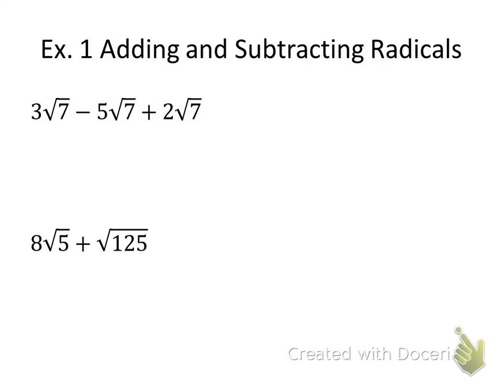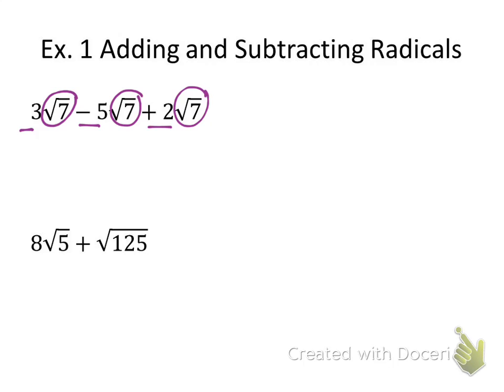This problem right here, what the like term is exactly what is underneath the square root symbol. So every single one of these terms has the square root of 7. So that means they all have a like term. As long as they have the same number underneath the radical, that is their like term, and I can just add or subtract what is on the outside.